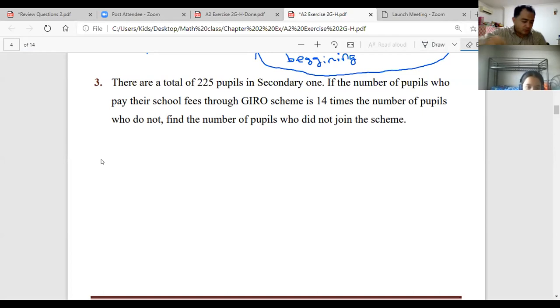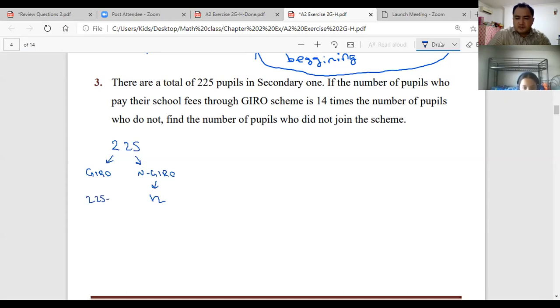In this question, first, did you understand the question? Yeah. There are a total of 225 pupils in secondary one. Here the students are making their payments in two different ways, right? The number of pupils who pay their school fees through Jiro, and those who do not. It says it is 14 times the number of pupils who do not. So we need to find the number of pupils who did not join the scheme. How many people are not paying through this scheme? Let's say it is N, right? So what will be the number of the others?